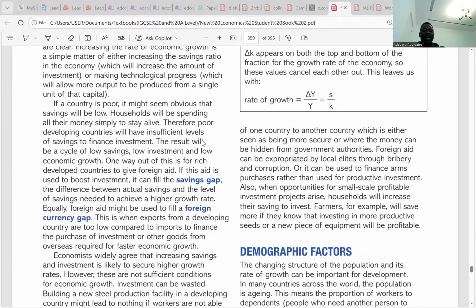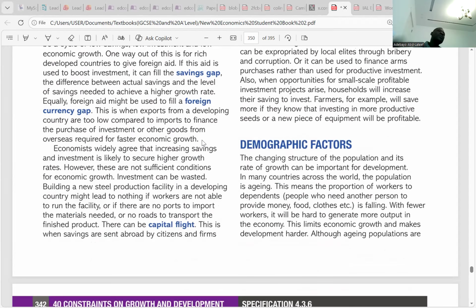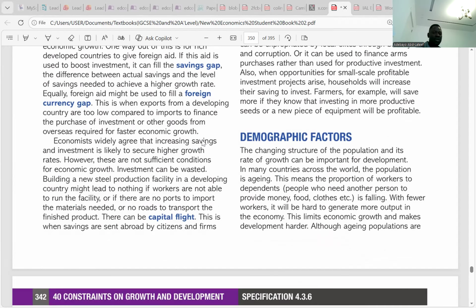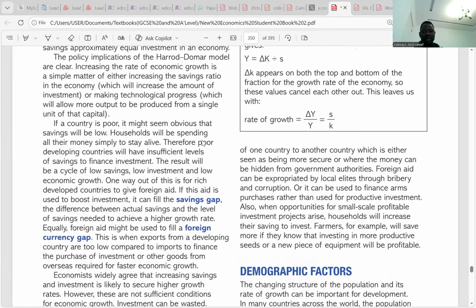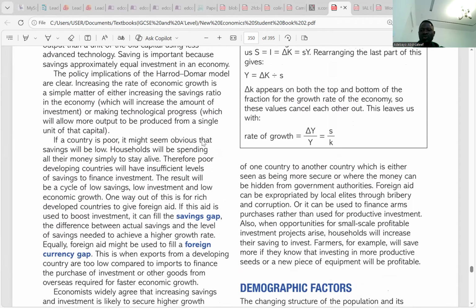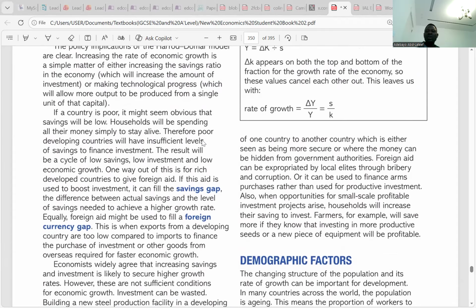Yes. And the last one is capital flight. When we talk about capital flight, we're simply talking about individuals, instead of saving in Libya, thinking about saving outside of Libya. That's capital flight. So here I'm going to read. There can be capital flight. This is when savings are sent abroad by citizens and firms of one country to another country, which is either seen as being more secure or where the money can be hidden from government authorities.